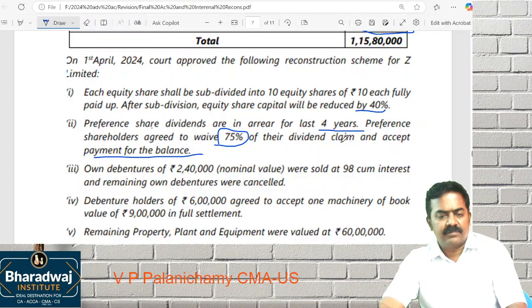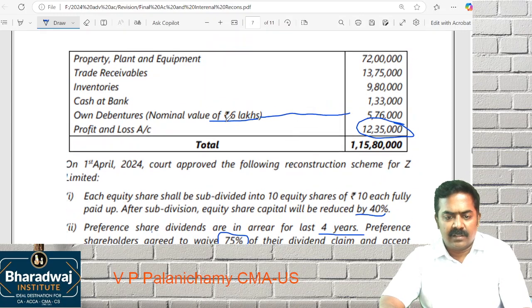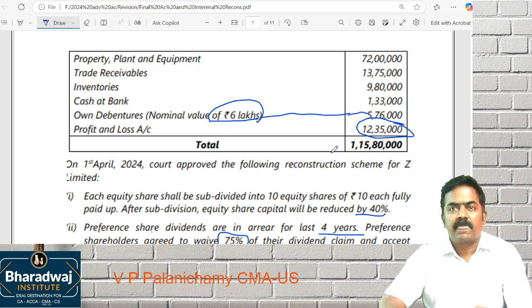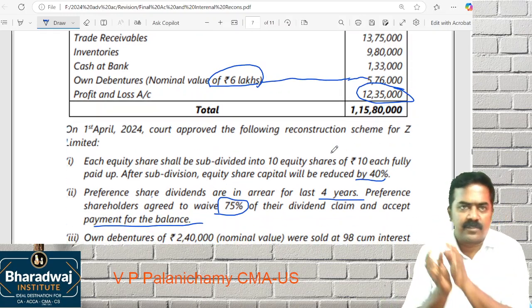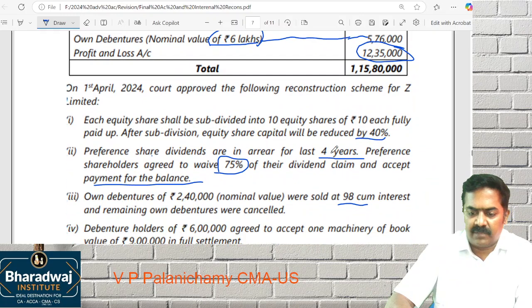Next. Own debentures of 2,40,000 nominal value were sold at what? 98 cum interest, they say. Wait. What is the total face value of debentures? For 6 lakhs, how much did we invest? For 6 lakhs, we purchased our own debentures. The face value is 6 lakhs. How much did we invest? 5,76,000 we invested.